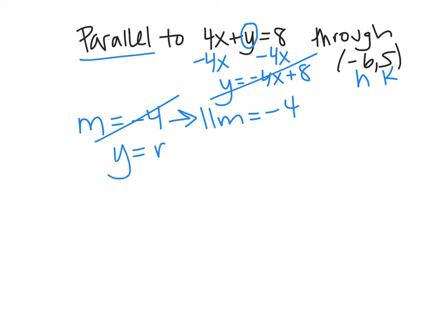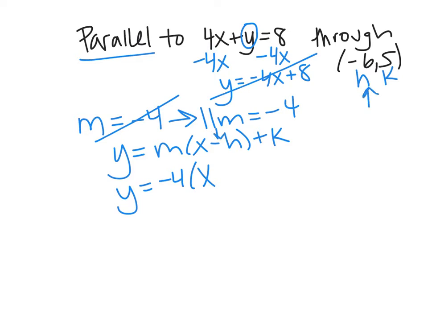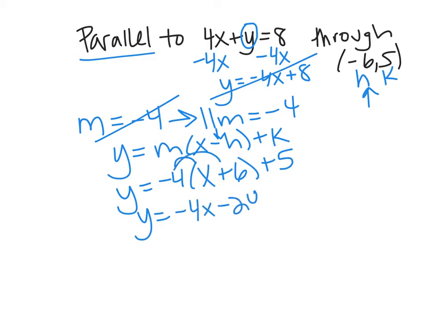So y equals m(x minus h) plus k. My m is negative 4, and the minus in your formula means opposite, so the opposite of negative 6 is positive 6. And then I keep k, so keep it as a positive 5. Distribute. And then I combine like terms. So y equals negative 4x minus 19.